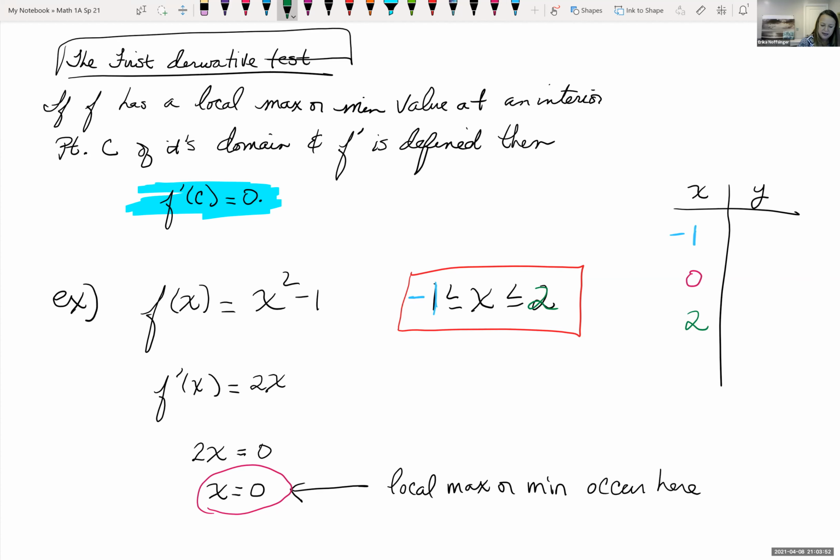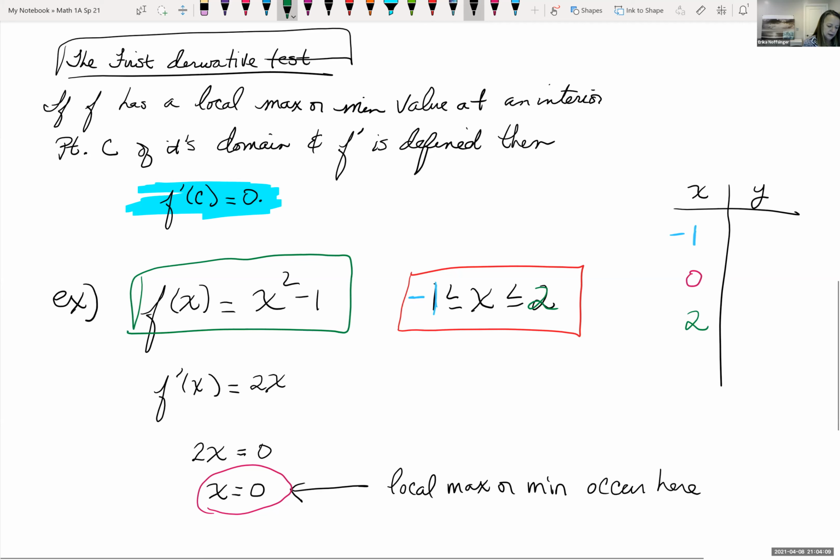We want to plug this back into our original function and see what gives us the biggest value and which gives us the smallest value. And those are where absolute max and absolute min occur. So if we go back, you have to plug it back into the original function. So f of -1. Plugging in -1, wherever I see an x in here, I get -1 squared, which is 1, 1 minus 1, that's 0.